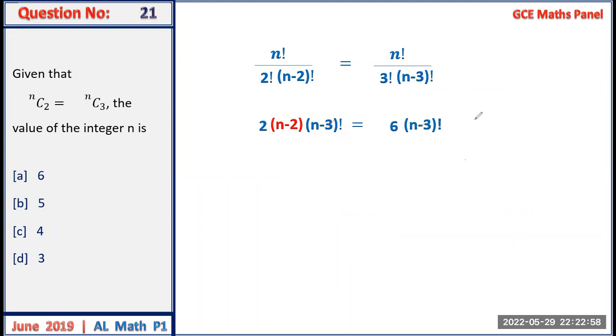All right, so this is the solution that we have. So n is equal to 5. Question 22. Any issues here? No.